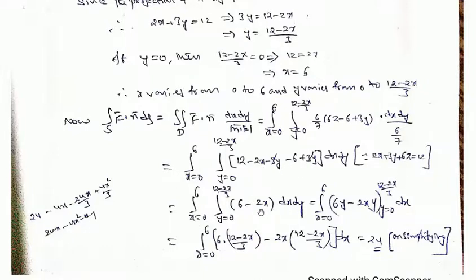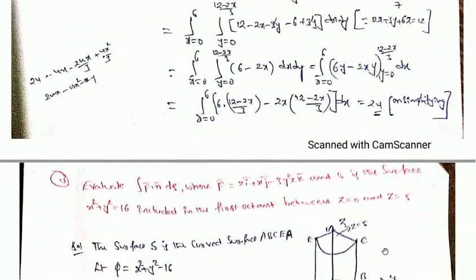So now we have to integrate with respect to y first, keeping x constant. Integrating with respect to y, 6 integrates to 6y, and 2x integrates to 2xy. Now substitute the y limits. Put y equal to 0 as the lower limit and 12 minus 2x by 3 as the upper limit. Substituting, we get 6 times (12 minus 2x) by 3 minus 2x into (12 minus 2x) by 3. Now we have to simplify this and integrate with respect to x. So we get 24. Next we will discuss another problem.